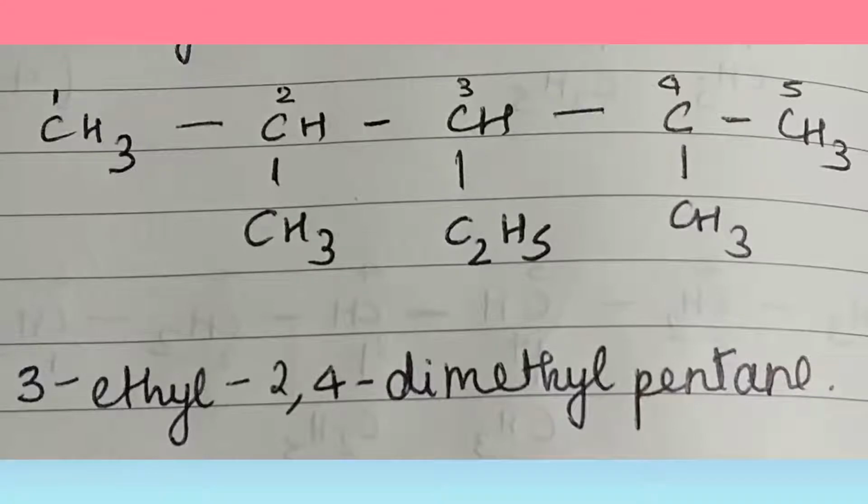And since we all know that there are 5 carbon atoms in the longest chain, the root word will be pent, and it's a saturated compound and there are no unsaturated bonds present in it. Hence, it will get the suffix ane. So the final name here is 3-ethyl-2,4-dimethylpentane.